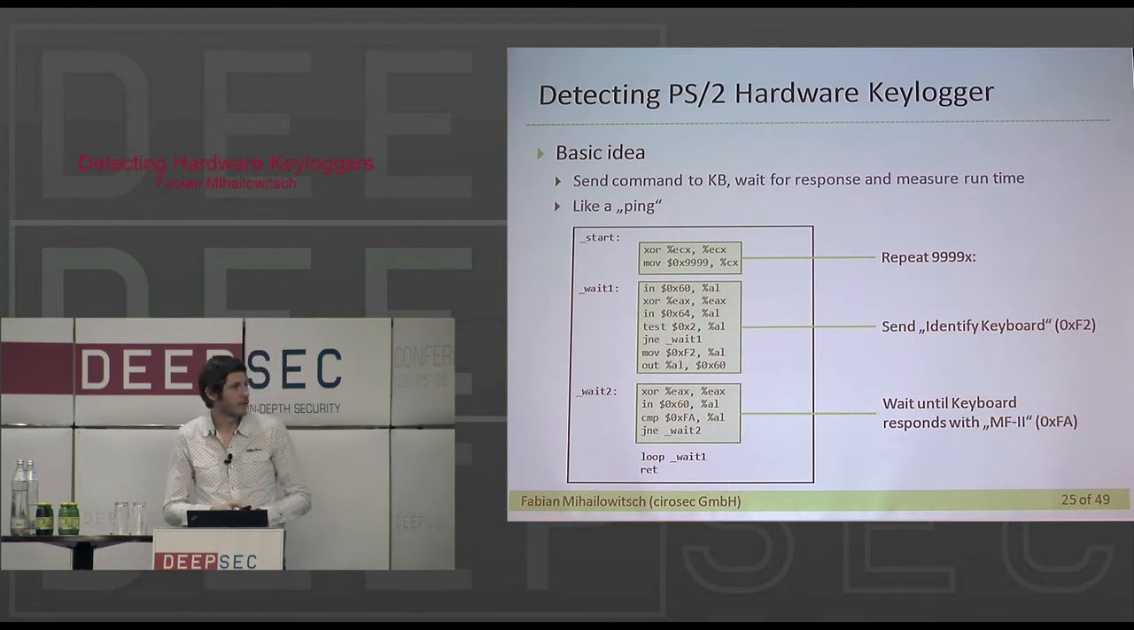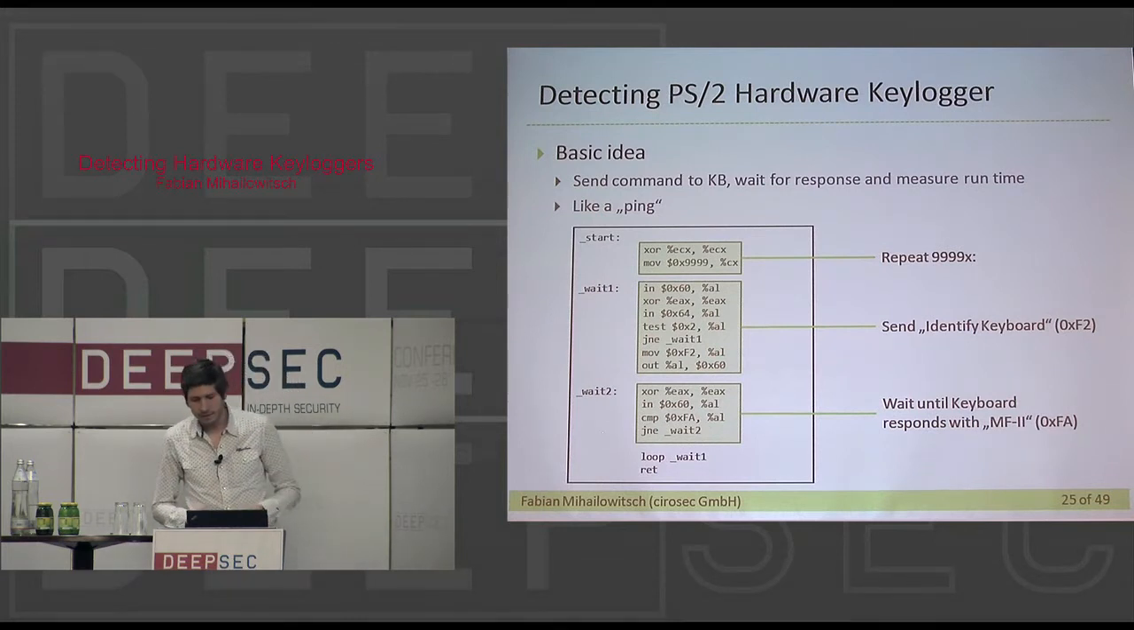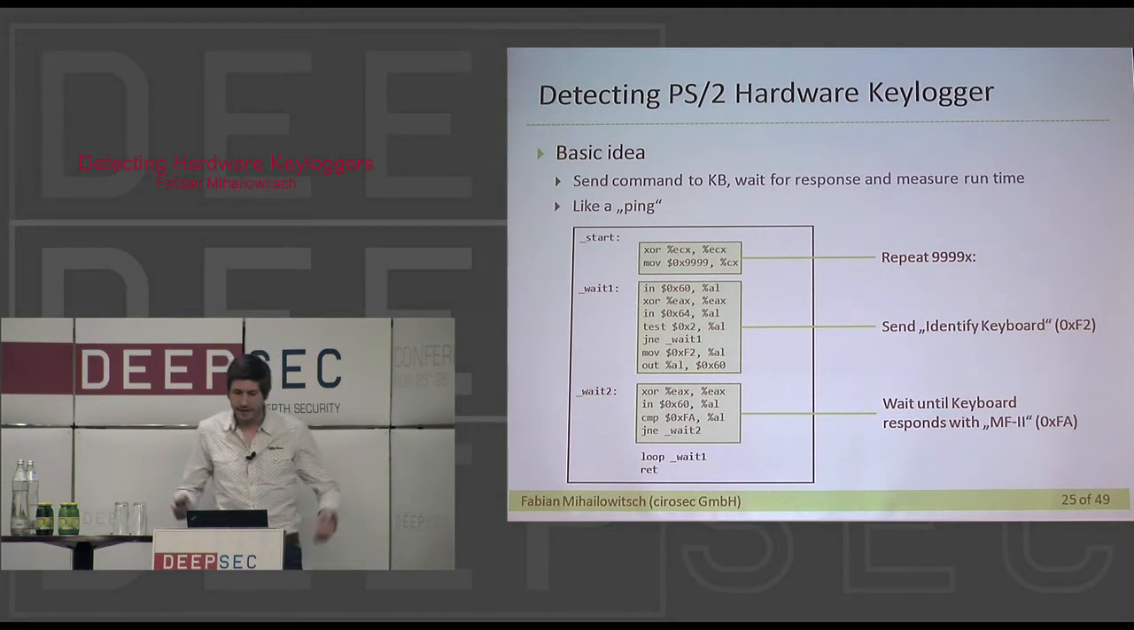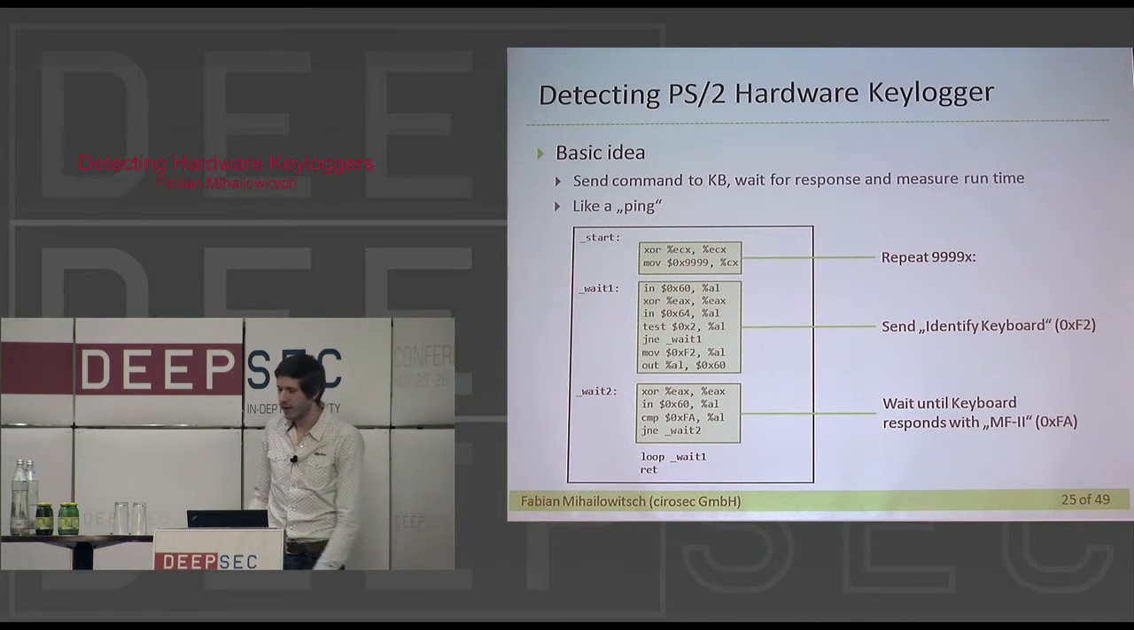So I just wrote a small assembler code which sends the identify keyboard command, which actually is F2, via port 60, which is the output port of the KBC, and it checks whether we can write. Then I go into a loop and wait until I get the response of the keyboard for MF2, which actually is FA. The whole thing I'm doing in a loop like 10,000 times. So I basically send a command, wait for the response, send a command, wait for a response, and do it various times. So I can measure how much time it takes if a keylogger is present and if no keylogger is present.